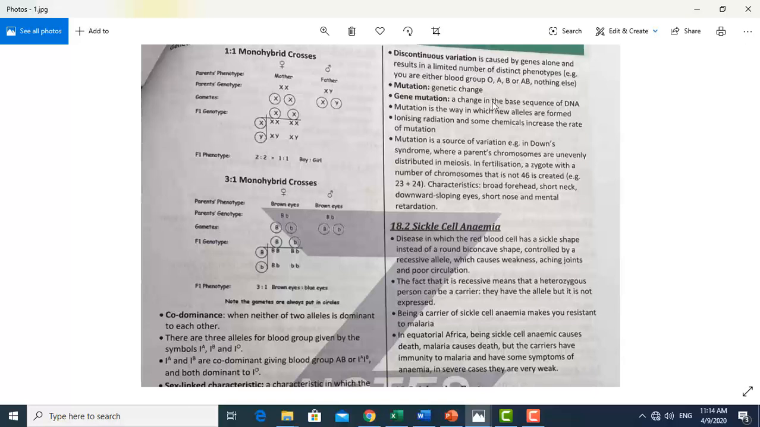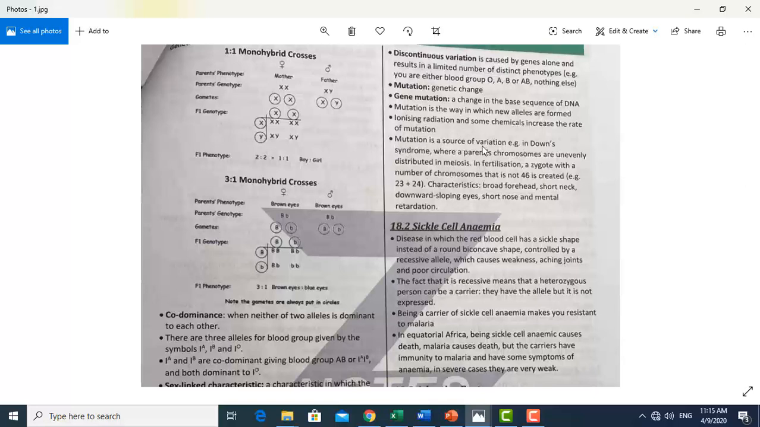There's something called mutation. When I say that in this cell or in this species a mutation has occurred, that means the genetic sequence of this human being or animal has changed. A gene mutation is a change in the base sequence of the DNA. Mutation is the way in which alleles are formed, and ionizing radiation and some chemicals increase the rate of mutation. That's why we sometimes hear that certain chemicals are not preferable to be exposed to, because continuous exposure can cause gene mutation.